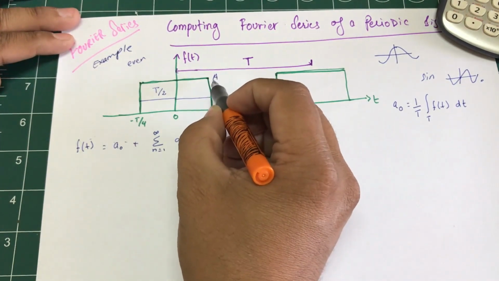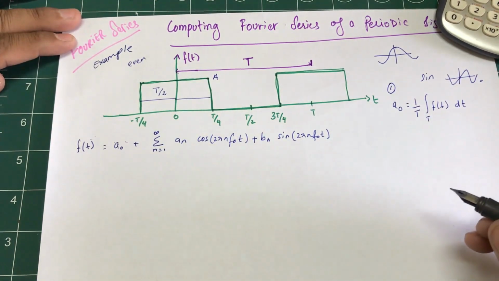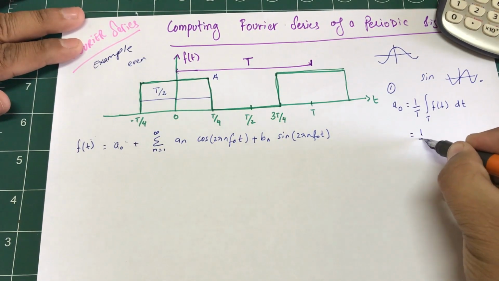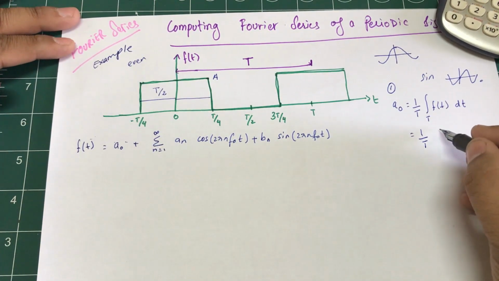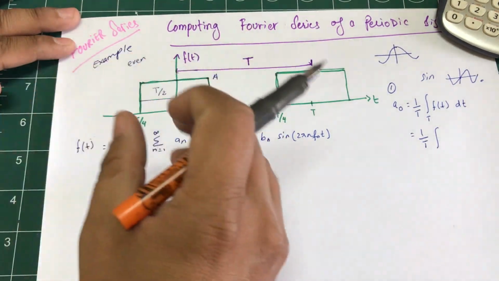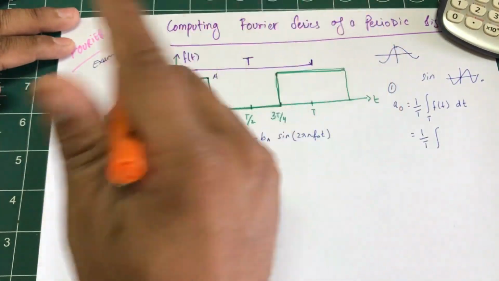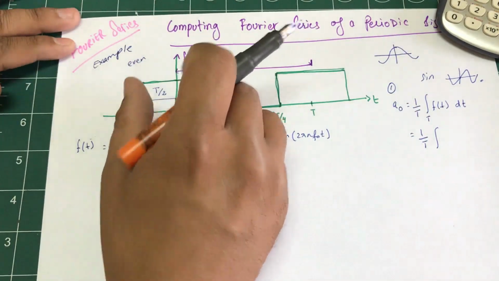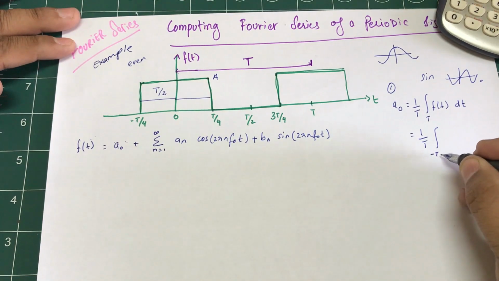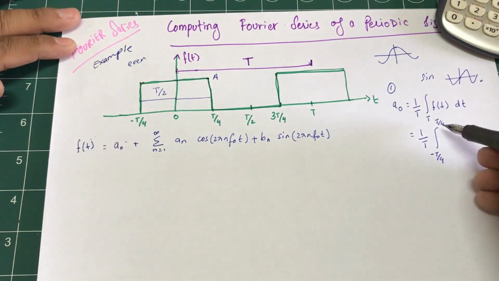Let's say this thing has some function A. So this is the first step I need to do. I know 1 over T, let's leave this for right now. Let's put our limits. What are the limits? Since this is a periodic signal, this thing would start repeating itself after one period. So this is actually going from negative T over 4 all the way up to T over 4. These are going to be my limits.